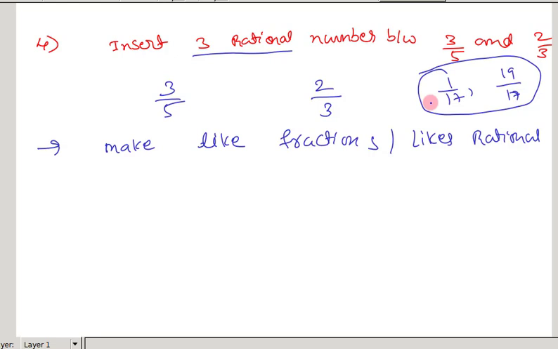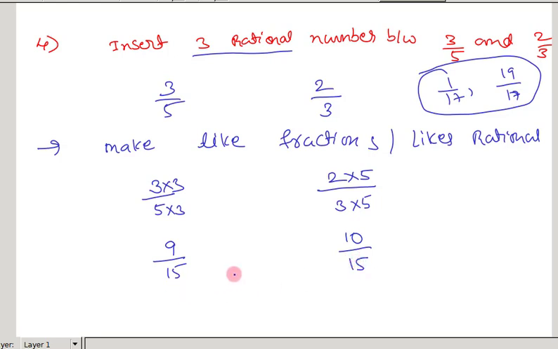That means we need to make the denominators equal. To make the denominators equal, we take the LCM of 5 and 3, which is 15. That means we need to make each fraction with denominator 15. For the first fraction, we multiply by 3 by 3. For the second fraction, to make the 3 into 15, we multiply by 5, so the numerator is also multiplied by 5, and we get 9 by 15 and 10 by 15.